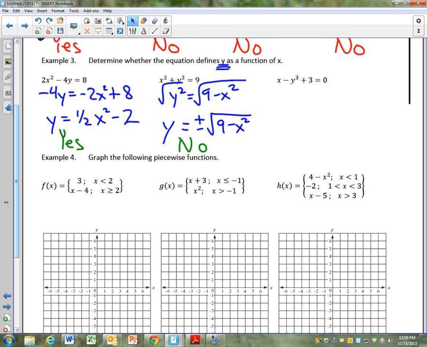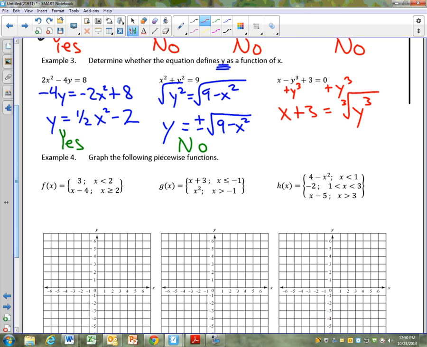Last example for this one. If we solve for y, we add y to the third to the other side, and we get x plus 3 is equal to y to the third. How do I get rid of the cubed? What do I do? Cube root. So we get the cube root of x plus 3 is equal to y.